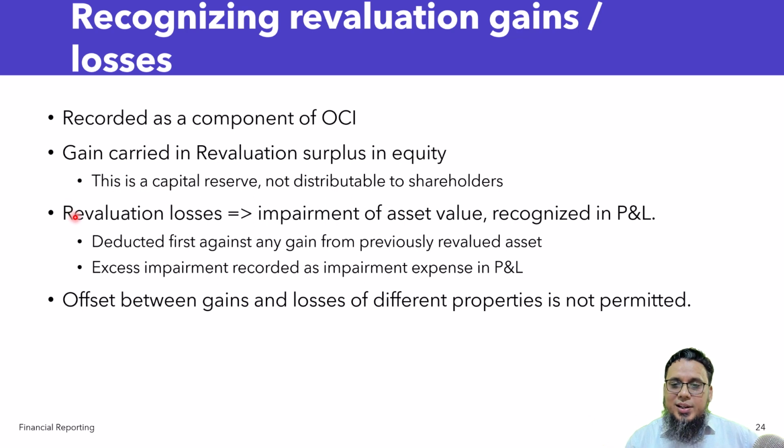Revaluation losses are definitely impairment of asset value. These are recognized in profit and loss, but first they need to be deducted against any gain from previously revalued asset. And as we see further down below, the offset between gains and losses of different properties is not permitted. So you cannot take the gain from property A and set it off against any loss from property B. So if property B is getting a loss, and property B does not have any prior revaluation surplus, this impairment loss has to go into the P&L. And excess impairment is recorded as impairment expense in P&L.